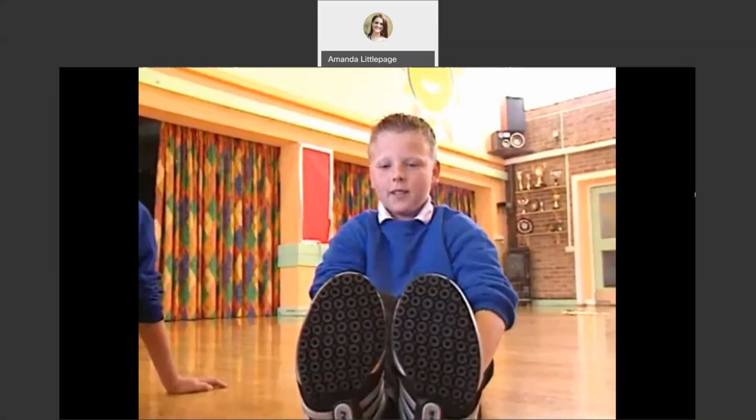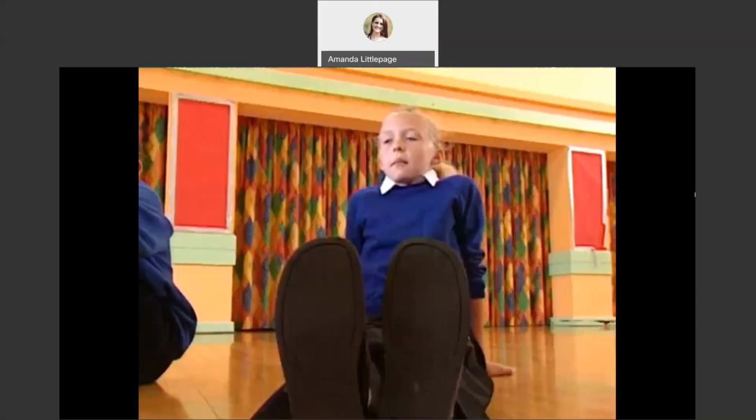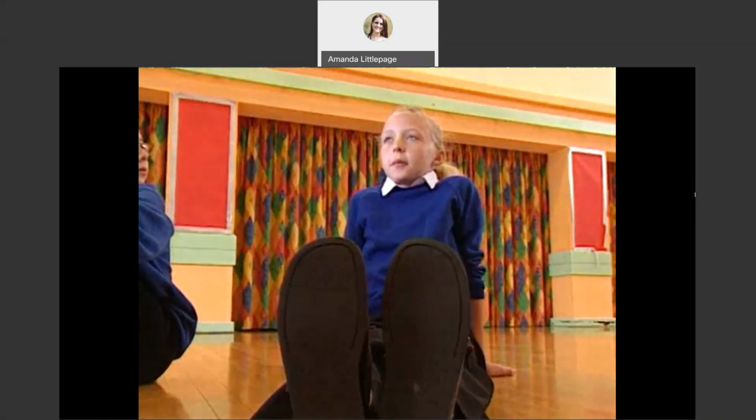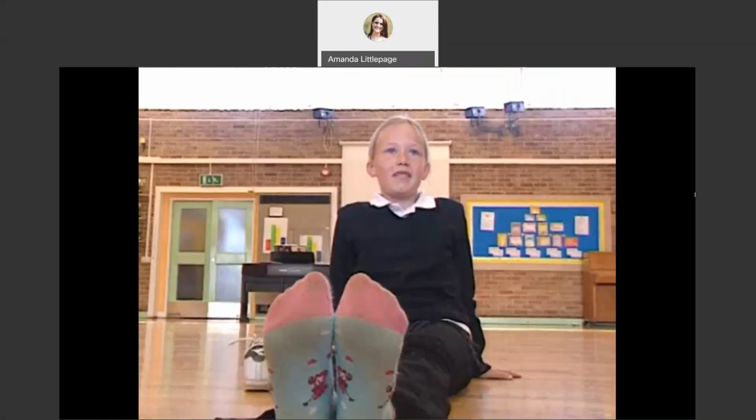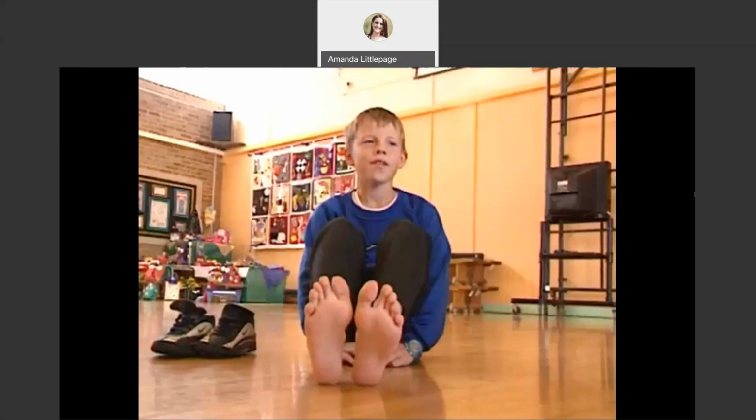My shoes don't slip because they've got a lot of grip. My shoes sometimes slip because they're a bit smooth. My shoes have got a good grip because they're rough. My socks slip because they have no grip on it at all. My feet must be rough because they give good grip.